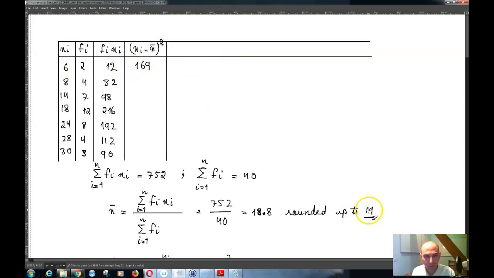8 minus 19 is equal to negative 11. Negative 11 squared is equal to 121. 14 minus 19 is equal to negative 5, so that's positive 25. 18 minus 19 is negative 1, positive 1. 24 minus 19 is 5, so that's 25. 28 minus 19 is equal to 9, so that's 81. And 30 minus 19 is equal to 11, of course. 11 squared is 121.